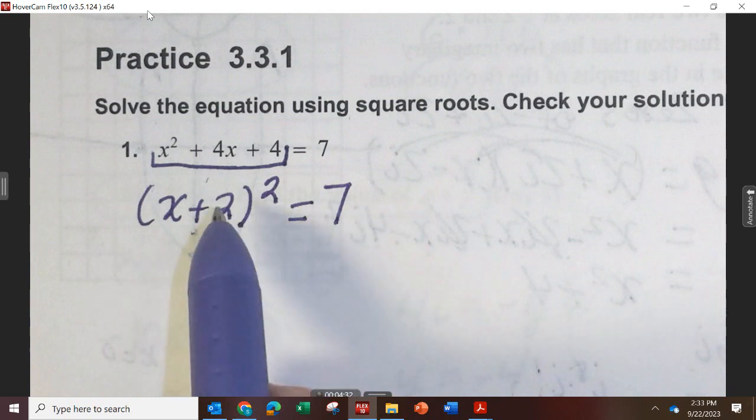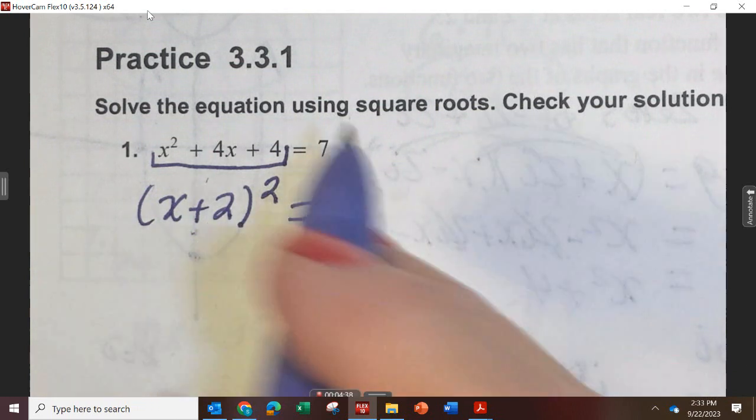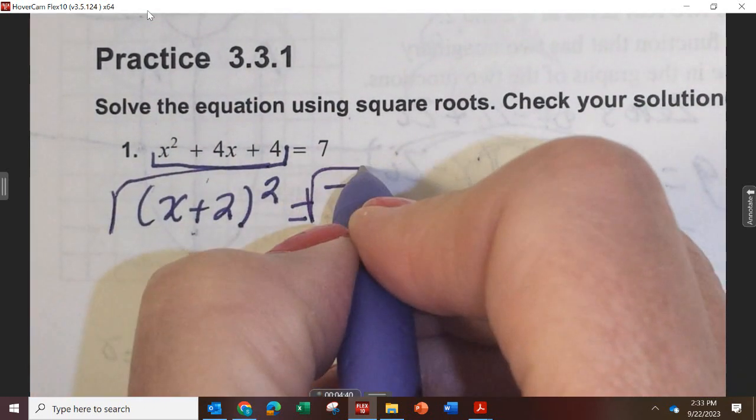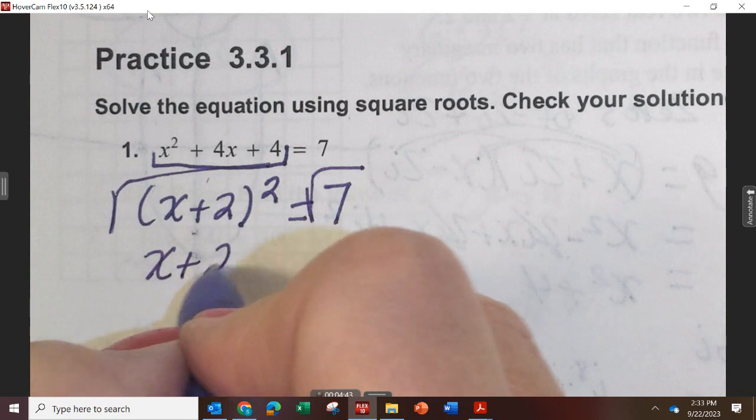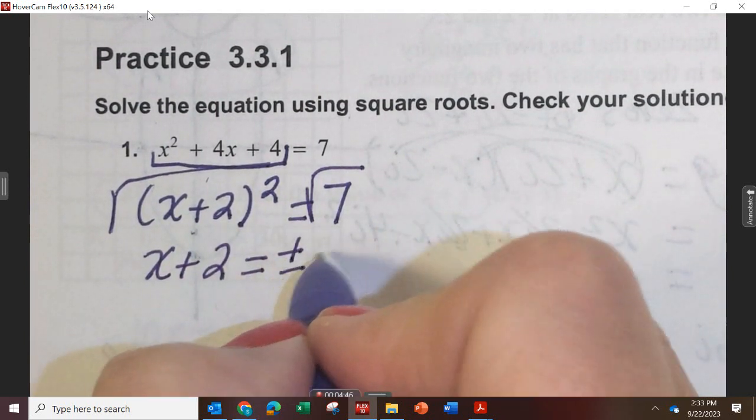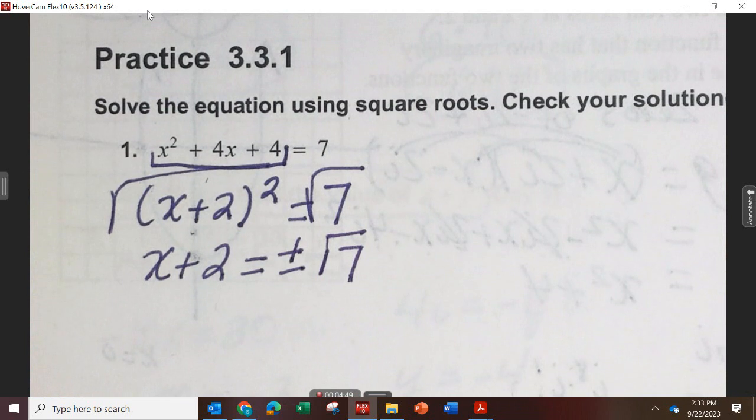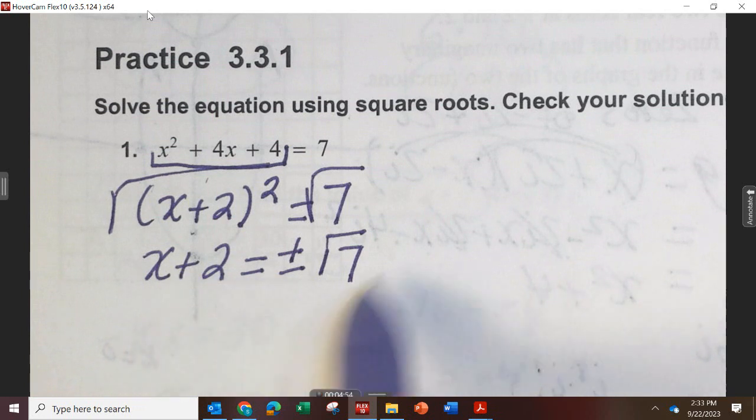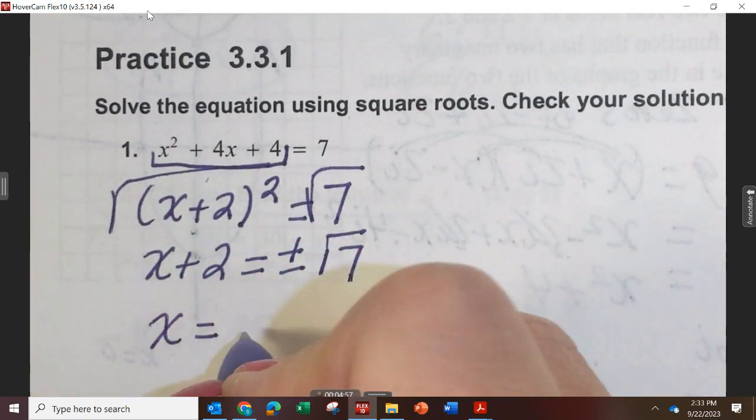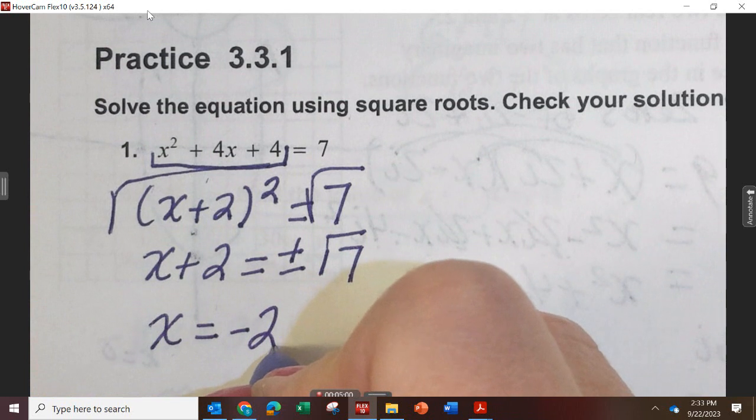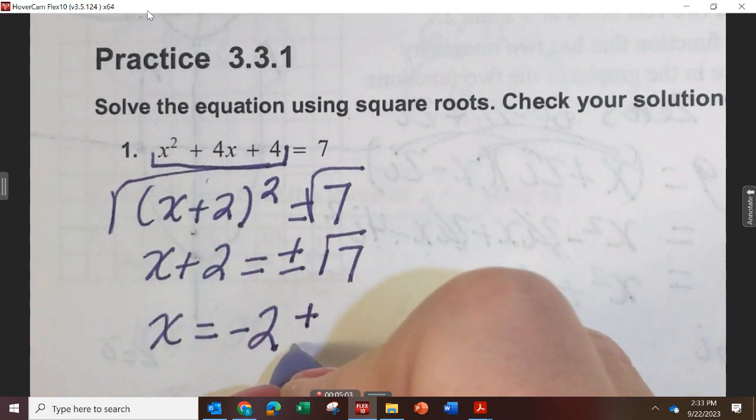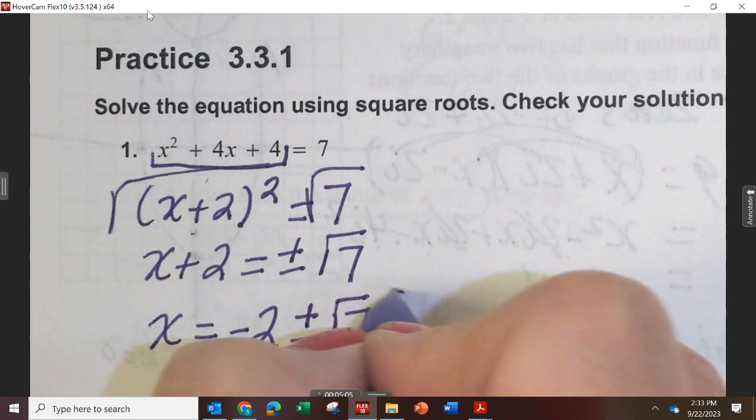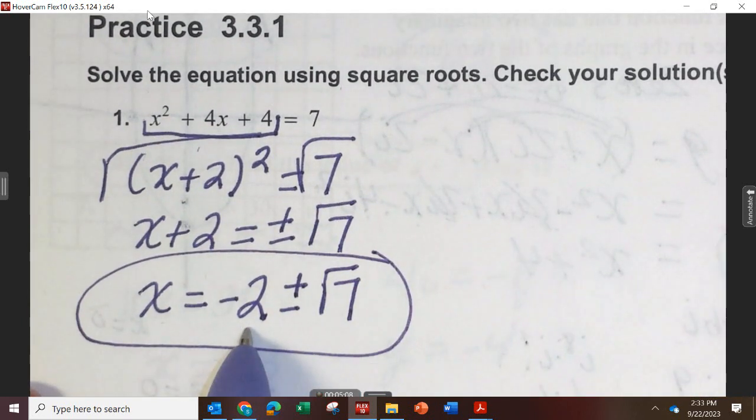This is now a problem like what we've done before. How do we solve a problem like this? Square root this side and square root this side. And so now we're going to have x plus 2 equals plus or minus radical 7. And we're trying to get x by itself. So what are we going to do? Subtract the 2 over. And always put the 2 first. It becomes negative when we pull it over, and then plus or minus radical 7. We want the rational part first, and then the irrational part second.